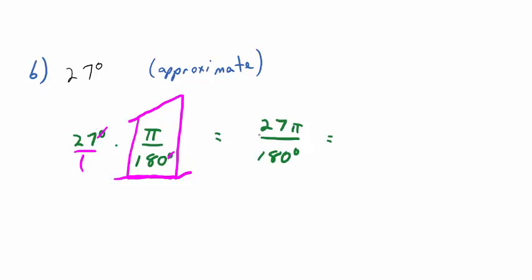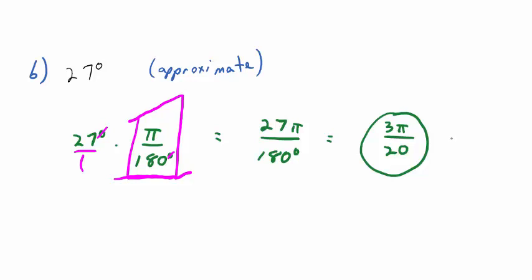What's the biggest number that goes into both 180 and 27? Is it 9? What would we get if we divide the numerator by 9? We'd have 3 pi left. And then what if we divide the denominator by 9? 20. So 3 pi over 20. So 27 degrees is equal to 3 pi over 20 radians. Notice I didn't write down the radian measure because when you don't see degrees, you know you're in radians automatically.